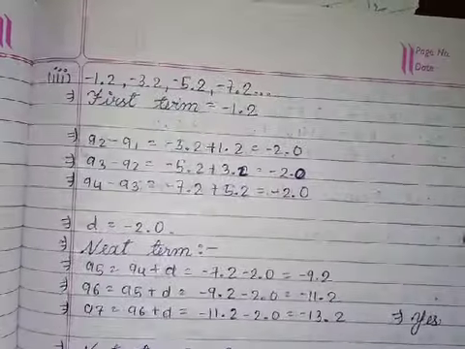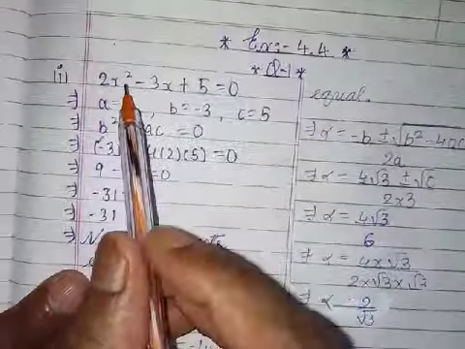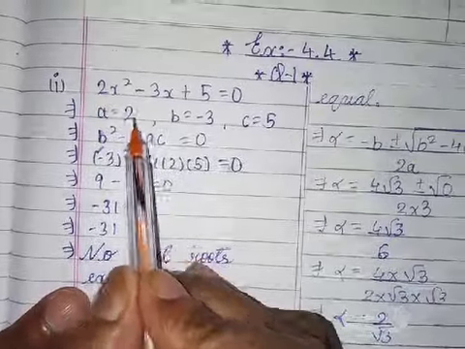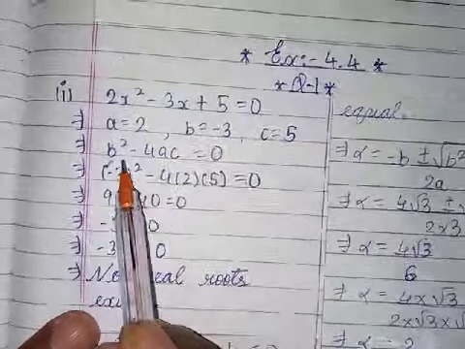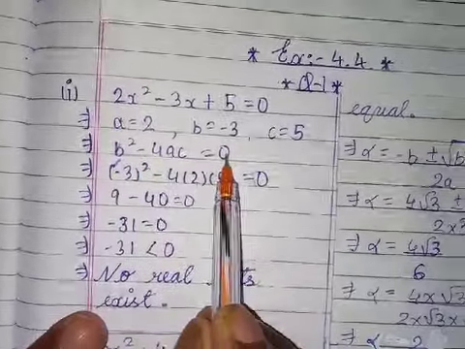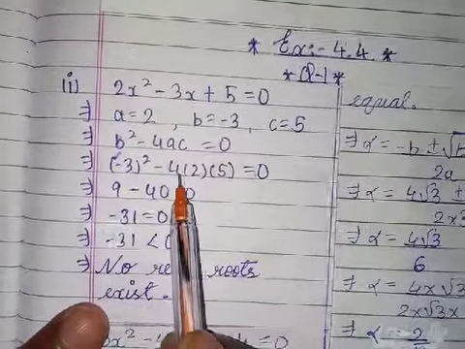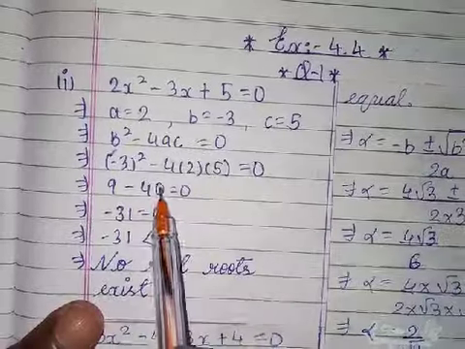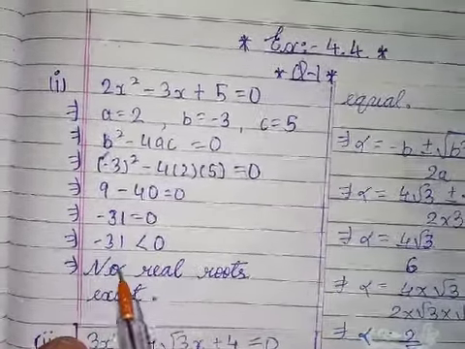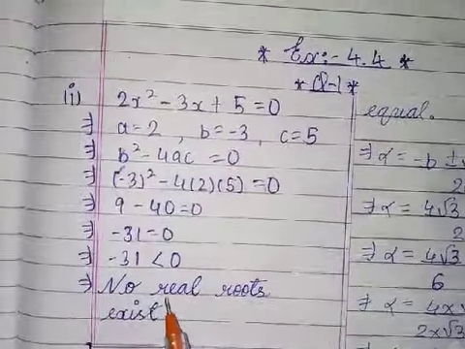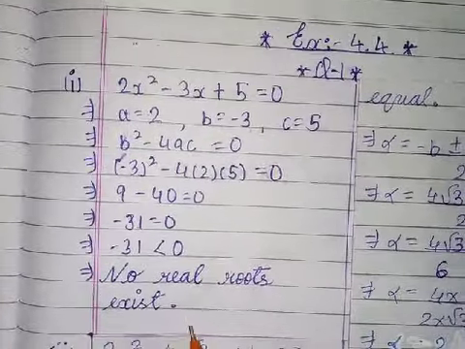Let's take one example if you want. Comparing with the quadratic equation, a is 2, b is minus 3, c is 5. So b square minus 4ac, that is 3 square minus 4 into 2 into 5, that is 9 minus 40, which is minus 31. Minus 31 is less than 0. So no real root exists.